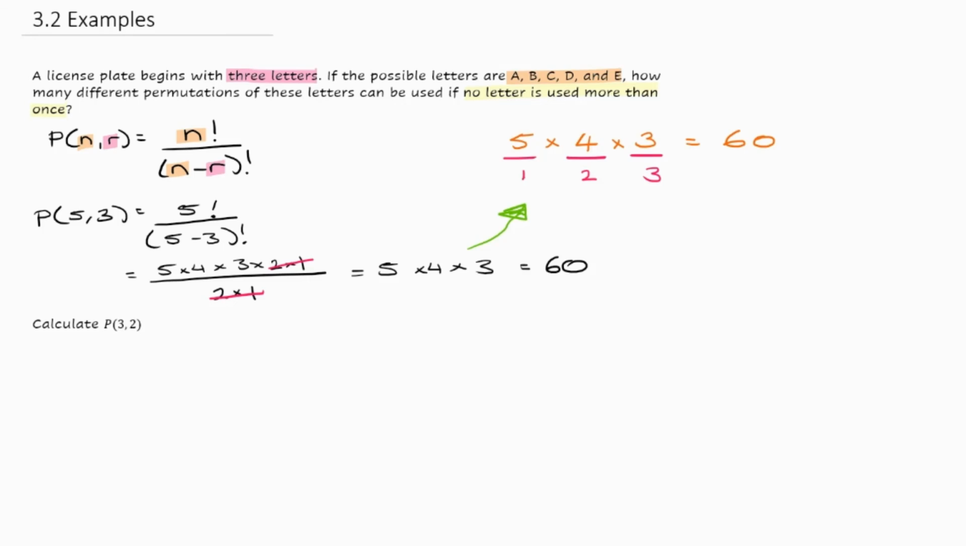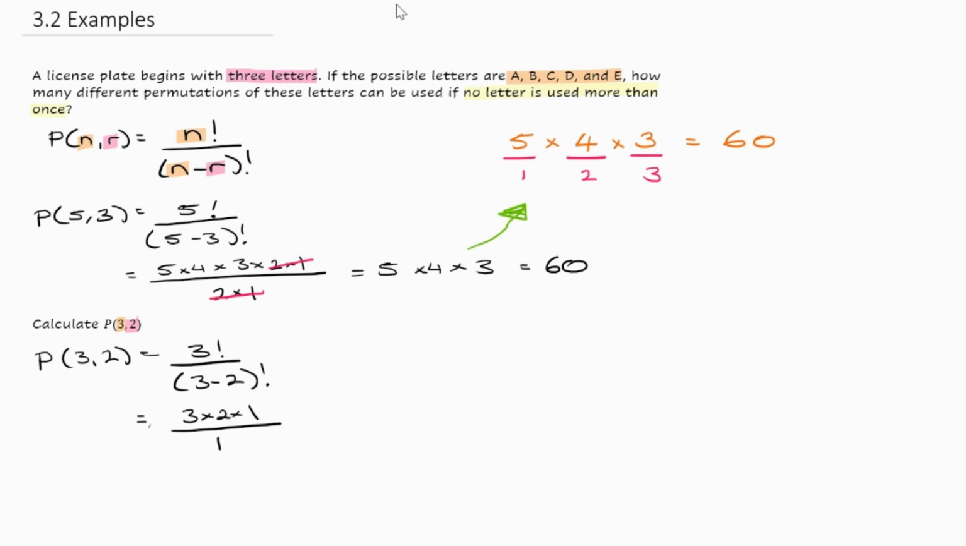This last question here, of course, I have been given in terms of my permutation notation. And I'm just going to use this exact same formula here to solve this one. So this is P, and then I've got 3, 2, and this is going to be equal to 3 factorial over n take r, so 3 take away 2 factorial.